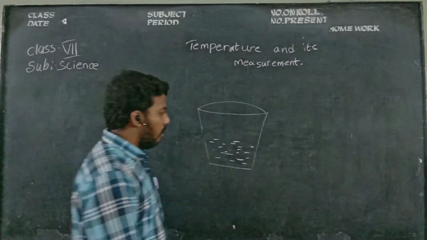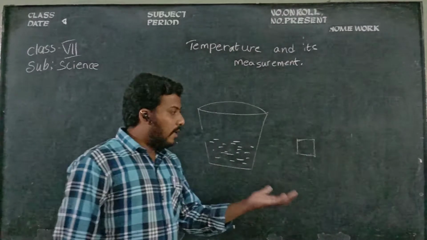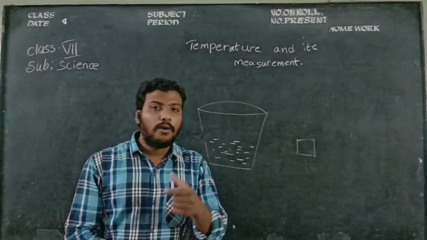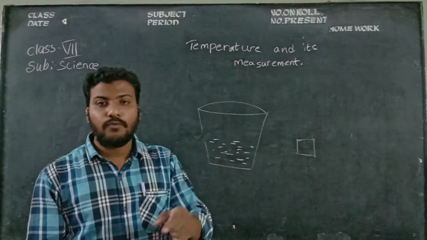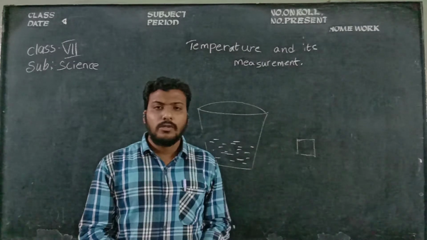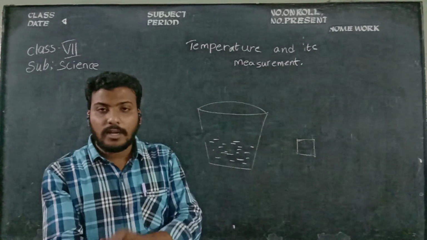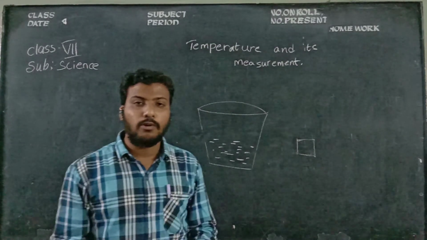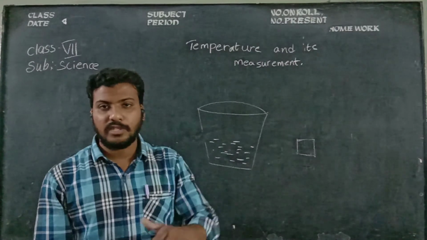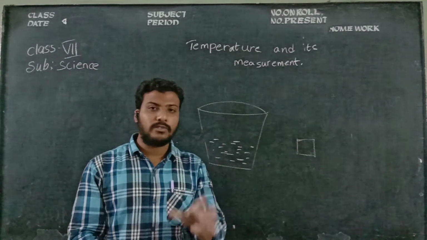One more, children. Here it is an ice cube. Whenever you put a small ice cube onto your palm, what do you feel, children? You feel it is cool. You will get a feeling of cool. So children, why are you getting a cool feeling? Because whatever heat energy is present in your body is transferring to that ice cube, children. So you are getting a feeling of coolness.